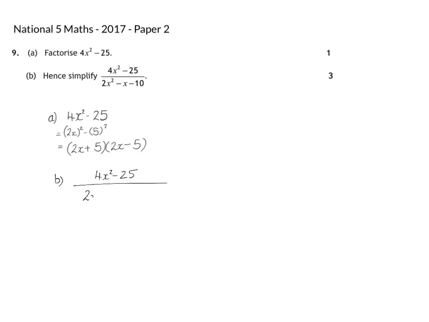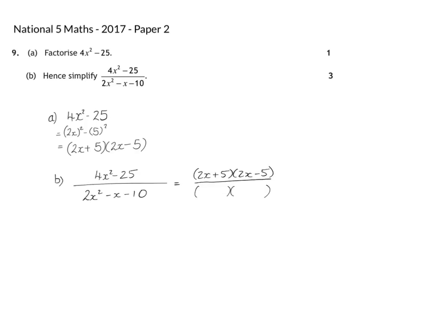So we have 4x squared minus 25 over 2x squared minus x minus 10. And so we know the top gives us 2x plus 5, and then 2x minus 5. So the bottom, we need to figure out what we're factorizing to, so it's going to be 2 brackets.